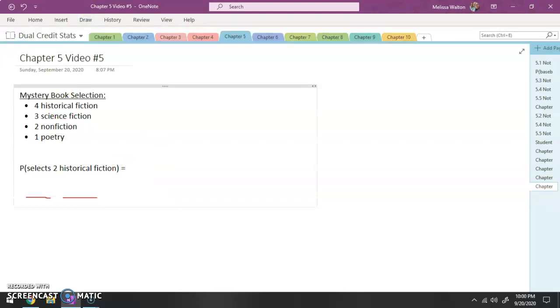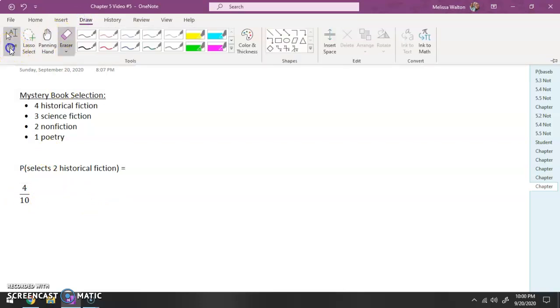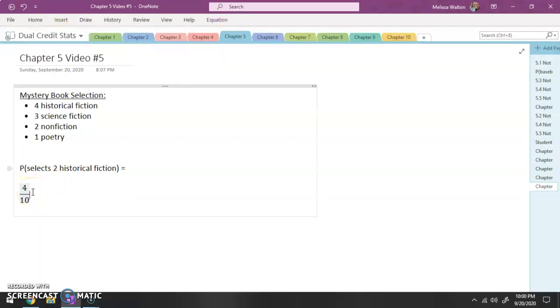So first off, with the first book that he selects, this is going to be an easy probability. First book that he selects, we have 4 out of 10 books that are historical fiction. 4 out of 10. Awesome. The probability of getting a historical fiction book on the first try is 4 out of 10.